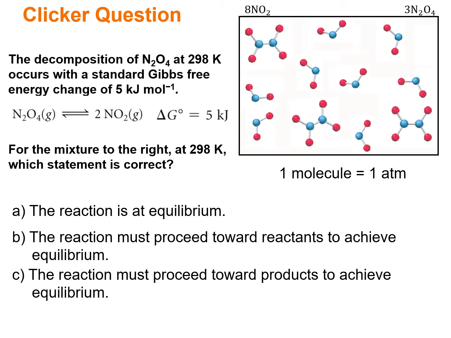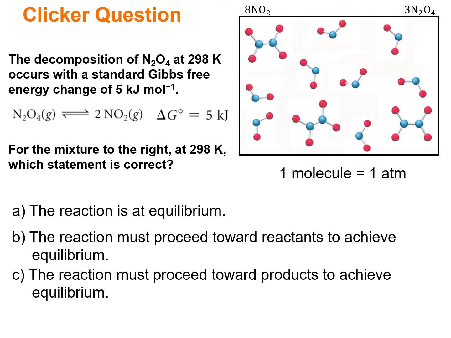So another clicker question. It gives you N2O4 at 298 Kelvin, and in this drawing we have 8 NO2s and 3 N2O4s, and it asks which statement is correct. Is the reaction at equilibrium? Must the reaction proceed towards reactants to achieve equilibrium, or towards products? So how do we figure this out?